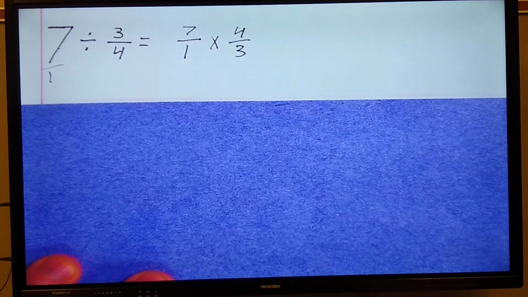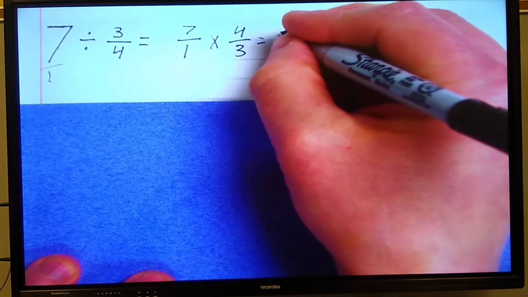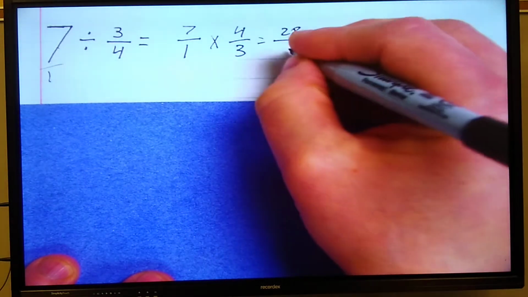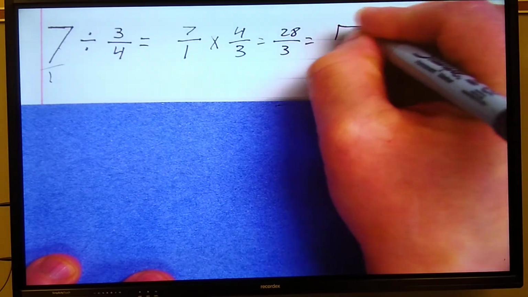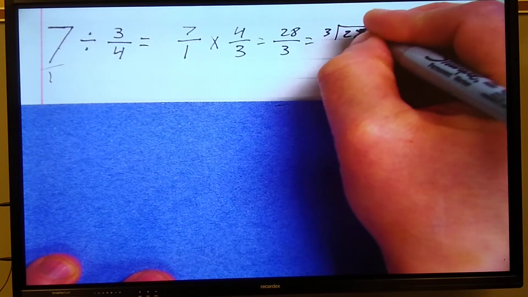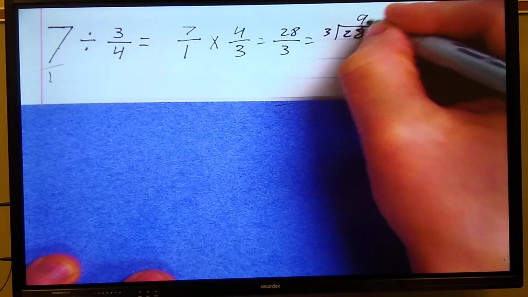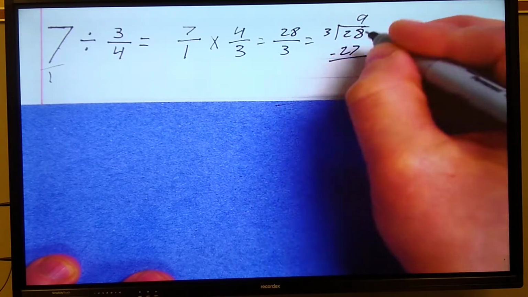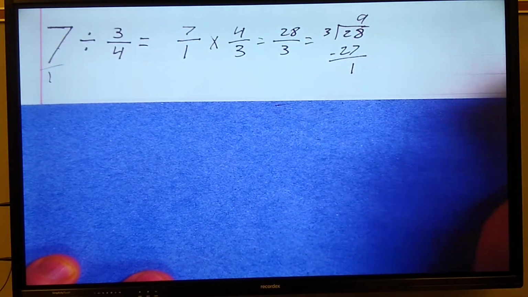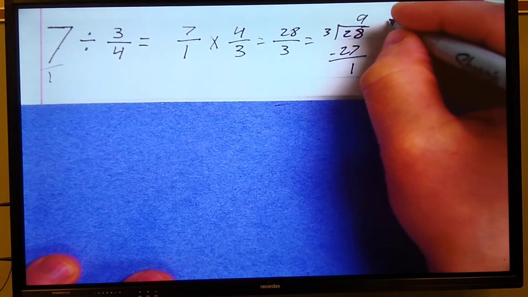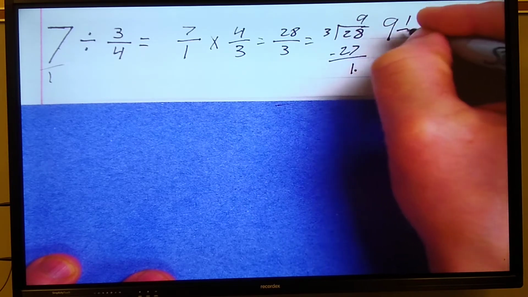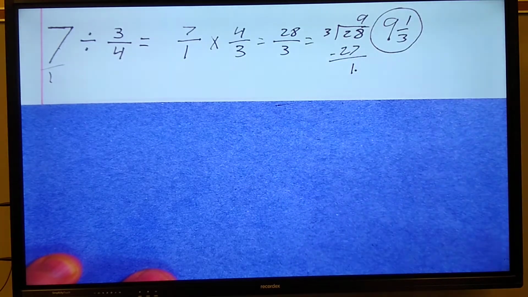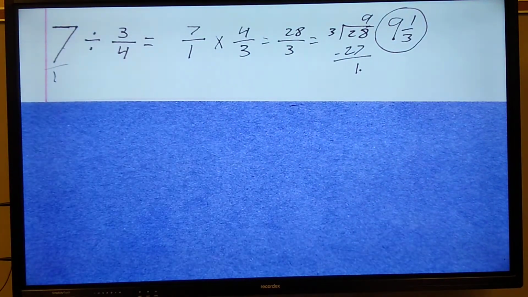multiply straight across. 7 times 4 is 28. 1 times 3 is 3. Now I have to divide because that is an improper fraction. 3 is going into 28 9 times. 9 times 3 is 27. 28 minus 27 is 1. My answer becomes 9 and 1/3. And of course that is in simplest form because 1 is the numerator.